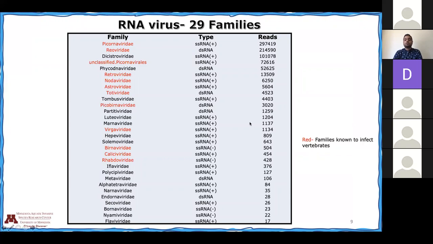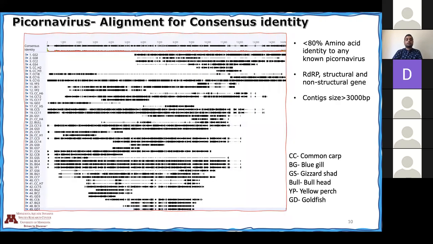So here also the red marking shows that those families are also known for infecting vertebrates. So next we went to do some detailed analysis. First we took, for example, picornaviruses. Here we want to see how divergent, or how similar, the picornaviruses present in our data are.